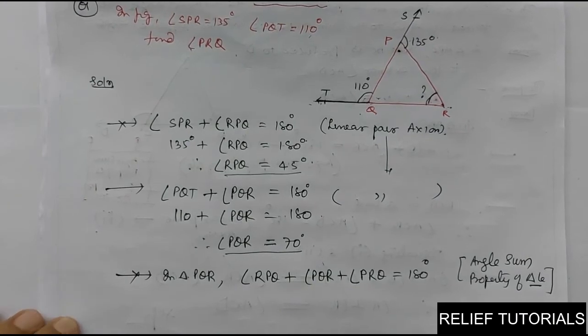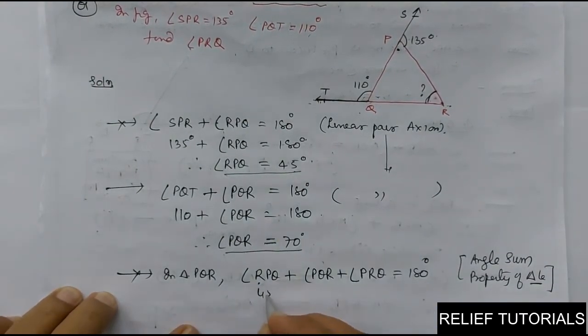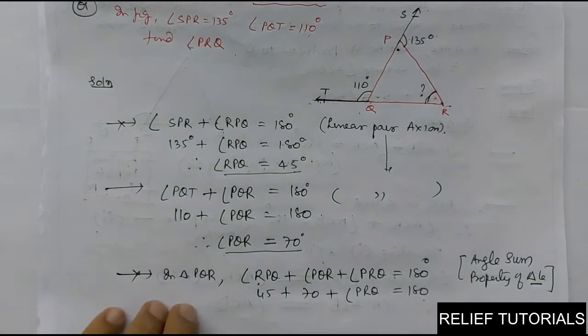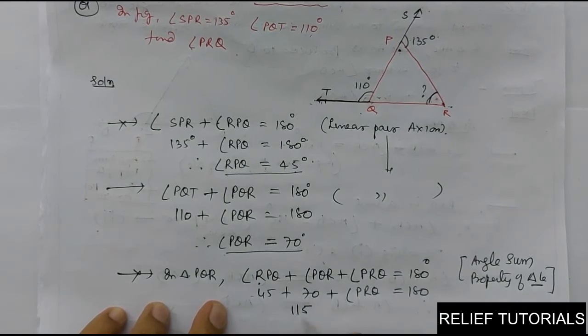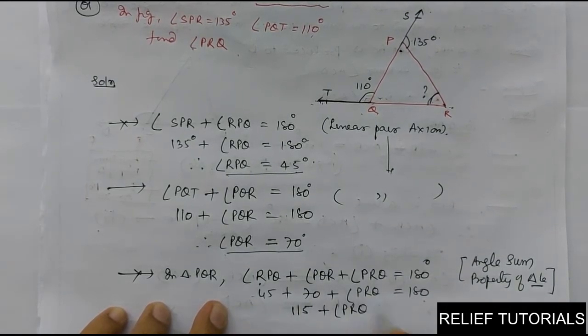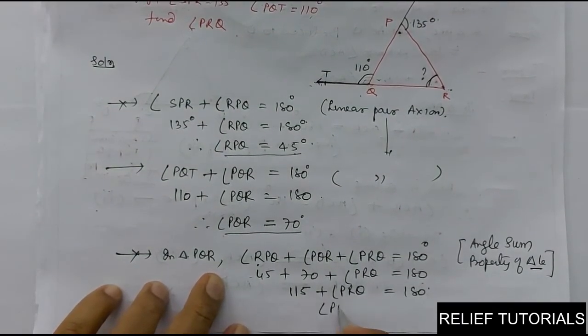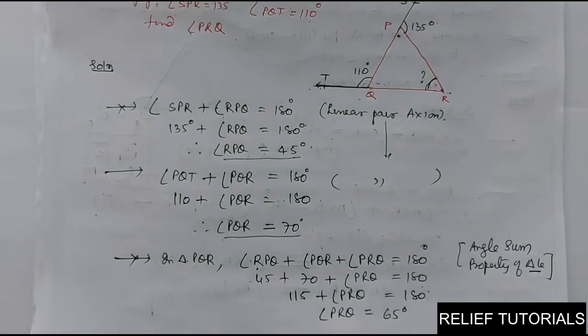Now you have the values: RPQ is 45 degrees, this is 70 degrees, plus you have to find PRQ, that is equal to 180 degrees. Now you total 45 plus 70, that is 115, plus angle PRQ is equal to 180 degrees. Now angle PRQ is equal to 180 minus 115, so that will be 65 degrees.